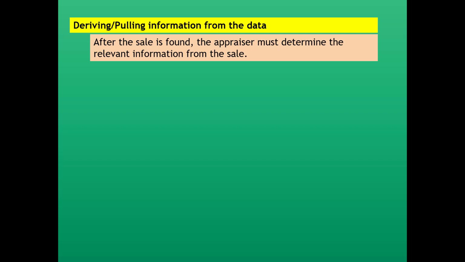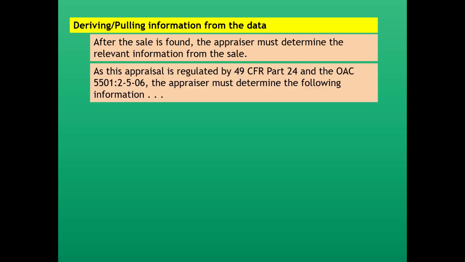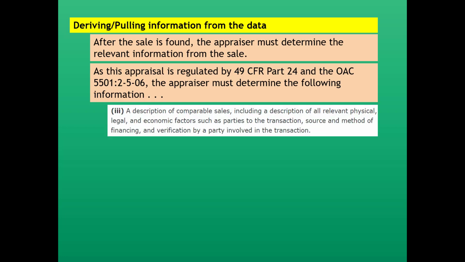Next, we're going to talk about deriving and pulling information from the data. After the sale is found, the appraiser must determine the relevant information from the sale. As this appraisal is regulated by 49 CFR Part 24 and the Ohio Administrative Code, Section 5501-2-506, the appraiser must determine the following information.